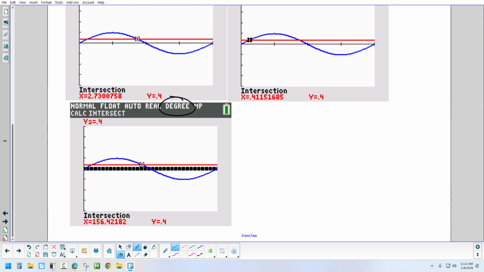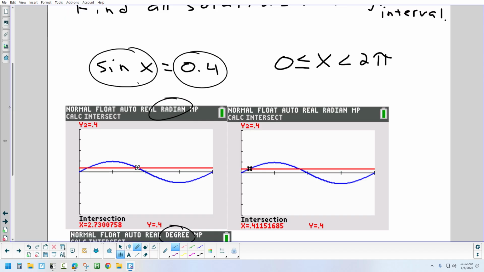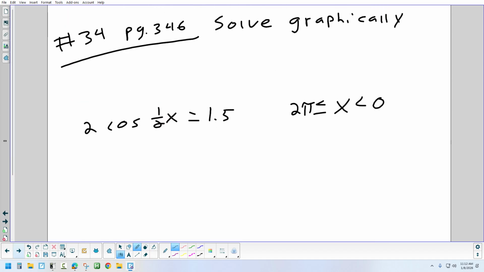Okay. Any questions on the first one? All right, let's try another one. So again, they're asking us to solve an equation.